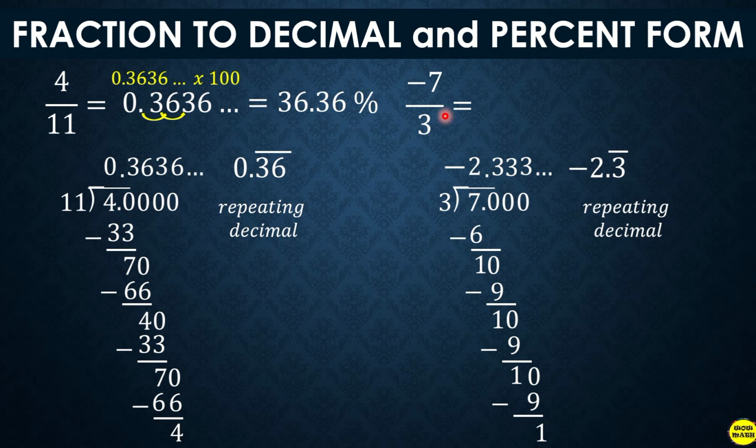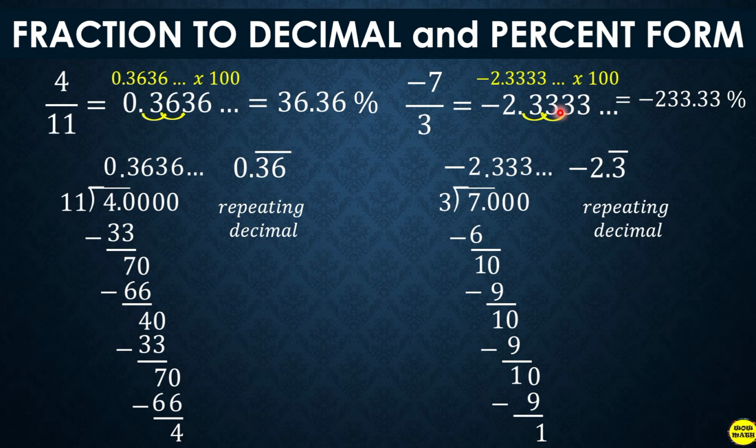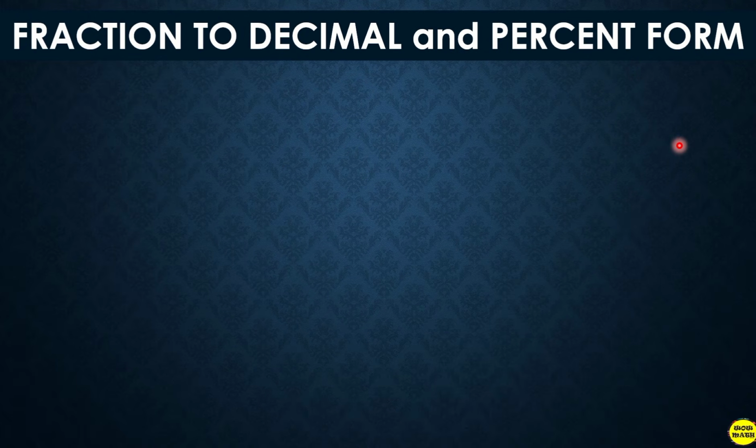So, therefore, negative 7 over 3 is equal to negative 2.33333 and so on. Now, we will convert this into percent form. So, we will multiply by 100. So, move the decimal point 2 units to the right. 1, 2. So, malilipat dito ang decimal point natin. So, therefore, the percent form is negative 233.33%. Okay.